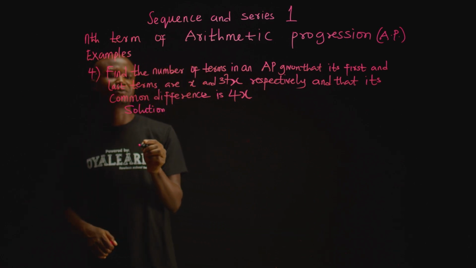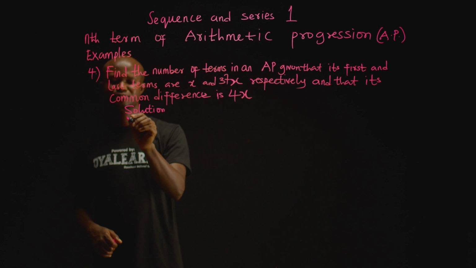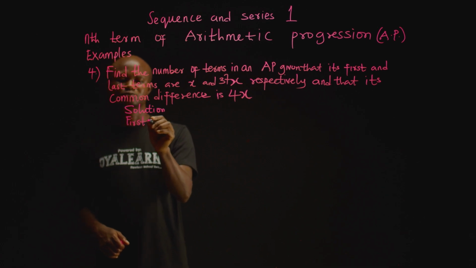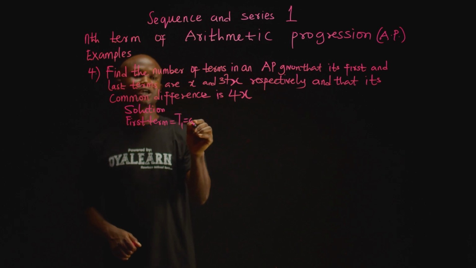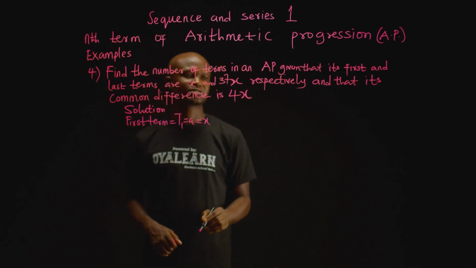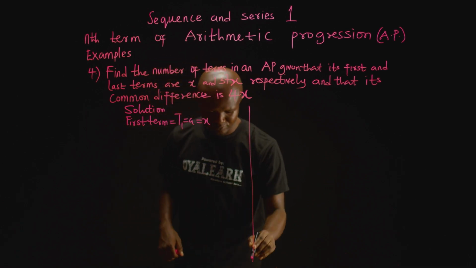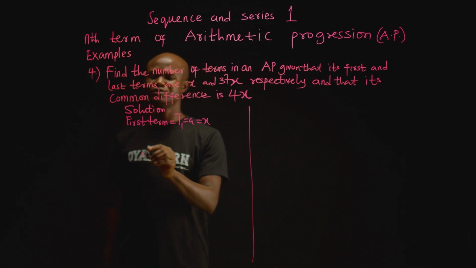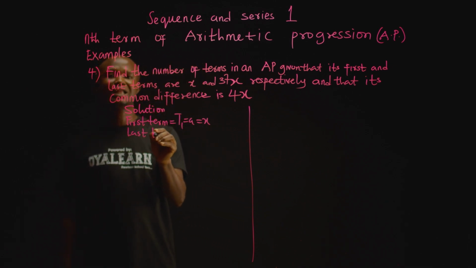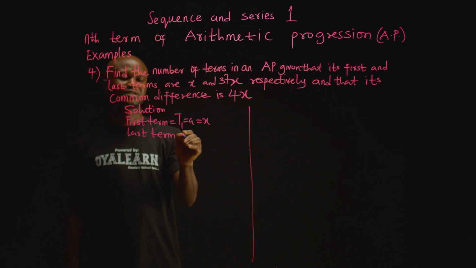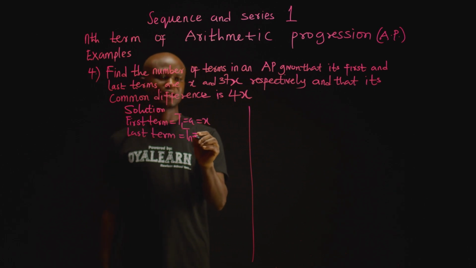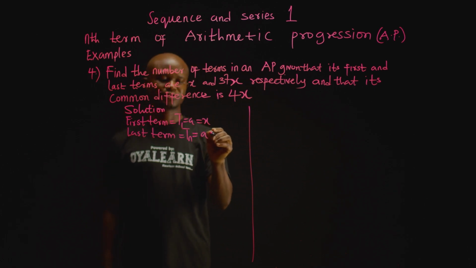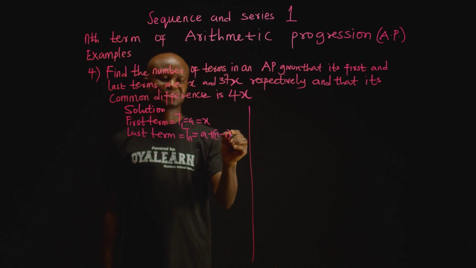We have the first term from the question, T1 equals A, that's equal to x from the question. And also we're given the last term. Last term is the same thing as Tn, and that's A plus (n minus 1)d, and that's equal to 37x.